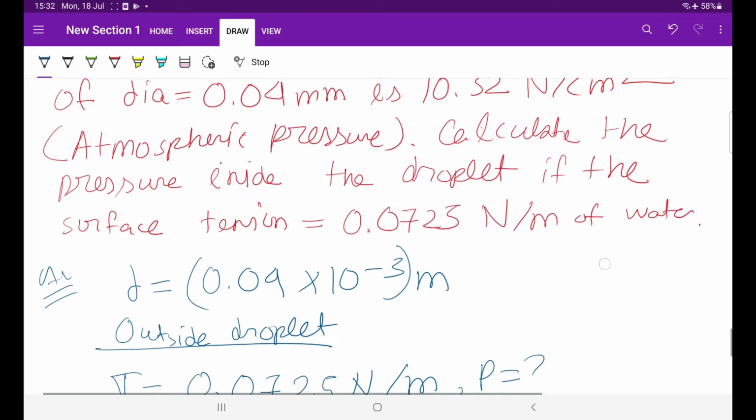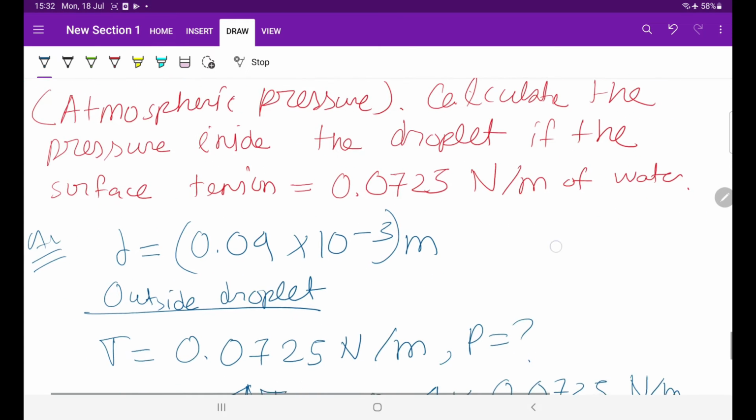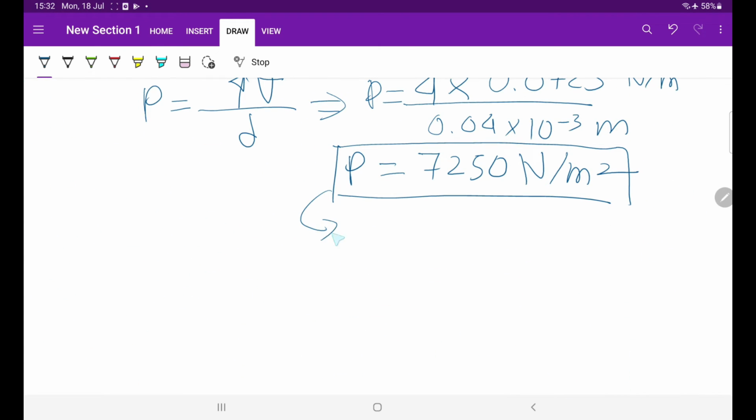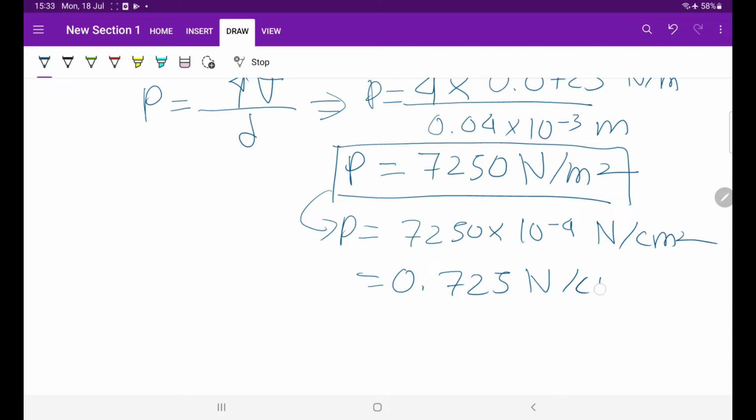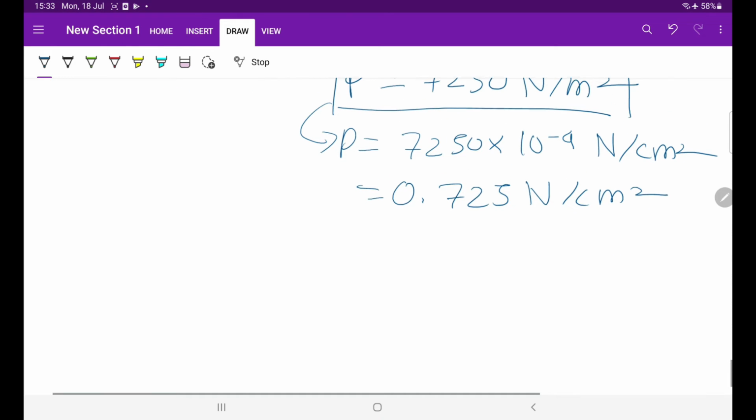And again, as you can see, atmospheric pressure is given here in Newton per centimeter square. So better convert it to Newton per centimeter square for now. Meter square to centimeter square: if you want to convert meter to centimeter, it is 10 to the power 2, so 10 to the power 4. If you multiply at the bottom, at the top we apply 10 to the power minus 4. So 7250 into 10 to the power minus 4 Newton per centimeter square, which means 0.725 Newton per centimeter square.